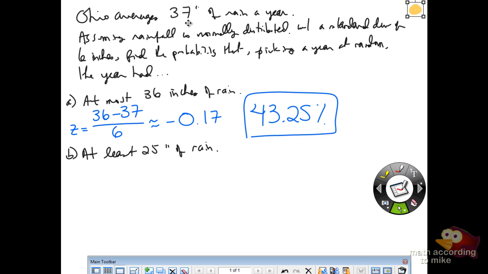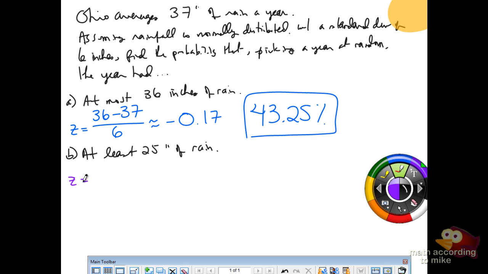All right, so 25 is an x value. We need to make it a z value. What type of z are we going to get, positive or negative? Negative, because 25 is less than the mean of 37. What is 25 minus 37 and then divided by 6? Negative 2.